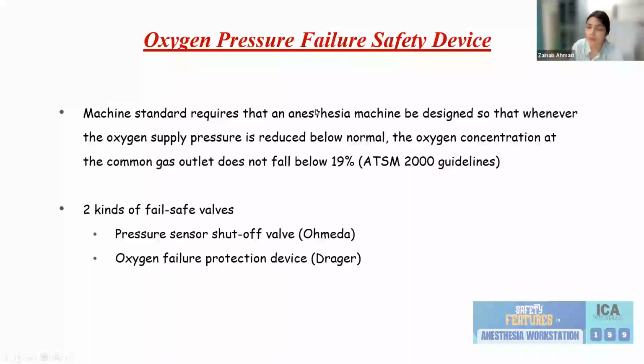Now coming to the oxygen pressure failure safety device. According to the American Society for Testing and Materials, the anesthesia machine standard requires that the machine should be designed so that there has to be a minimum oxygen pressure. Without it, the machine should shut down. The minimum oxygen concentration at the common gas outlet should not fall below 19%. To detect this, for the safety features, we have the fail-safe valves. In Ohmeda, we call it the pressure sensor shut-off valve, and in Drager, we call it the oxygen failure protection device.